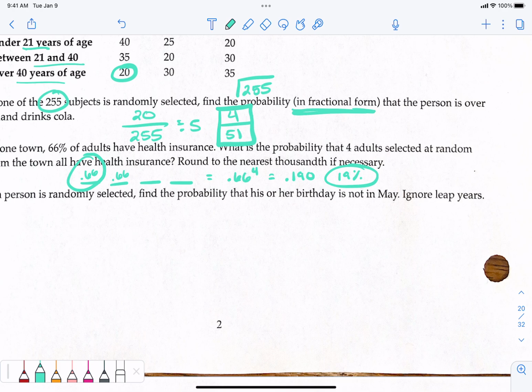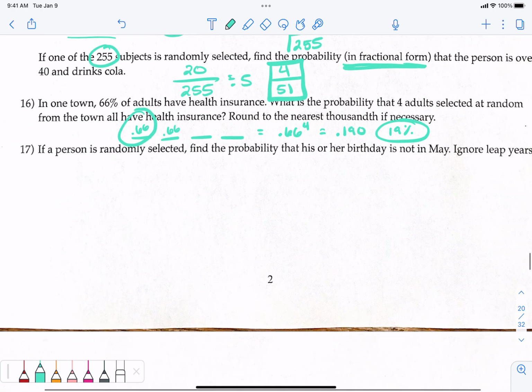That is crappy. I have health insurance. Oof. Okay. All right. This is the last one. Is this the last one?